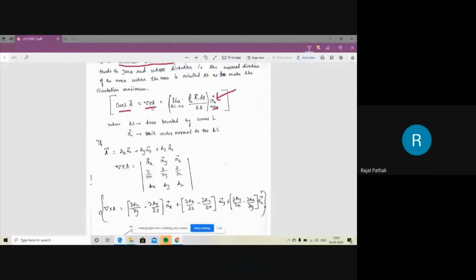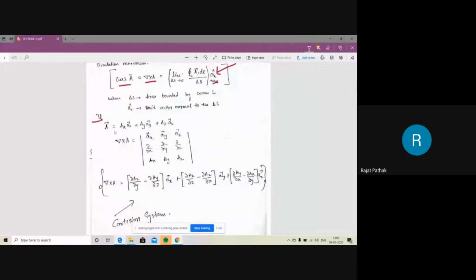Again, in the divergence definition we saw that the volume shrinks to 0, but here the area is going to shrink to 0. So curl of A, which is del cross A, is equal to the limit delta S tends to 0 of the line integral A dot dL divided by delta S, times a n cap, which is a unit vector showing the direction of the curl vector. Here delta S is the area bounded by curve L, and a n cap is a unit vector normal to delta S.